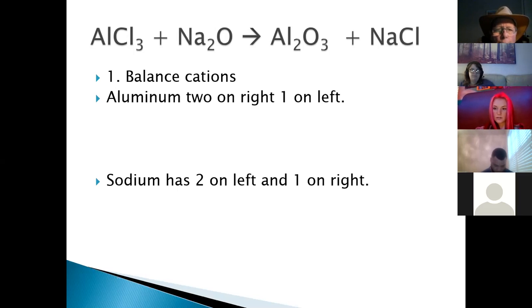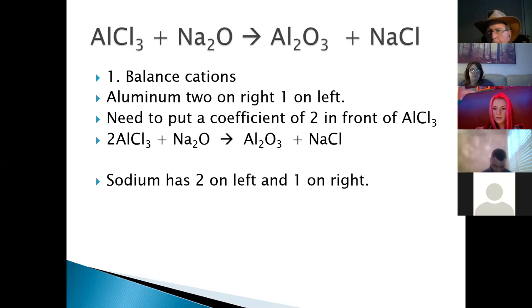So Hayden, how are you going to fix this? You have to add a coefficient of 2 on the left. Very good. Okay. Curtis. Could you also do a subscript of 2? No, never, ever.